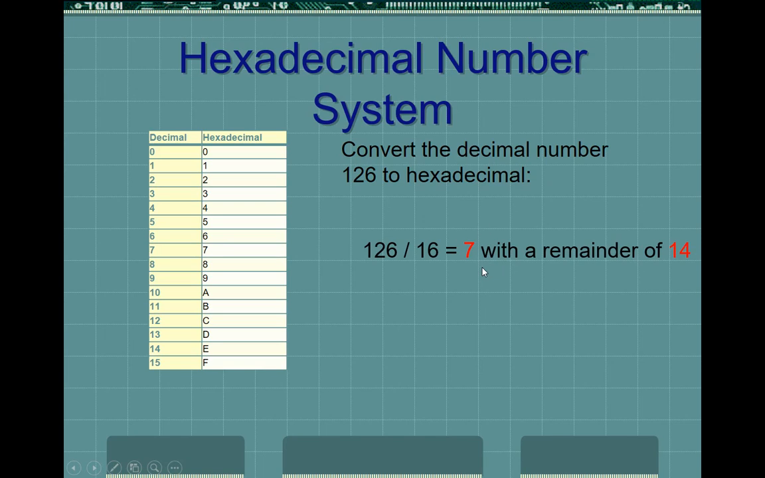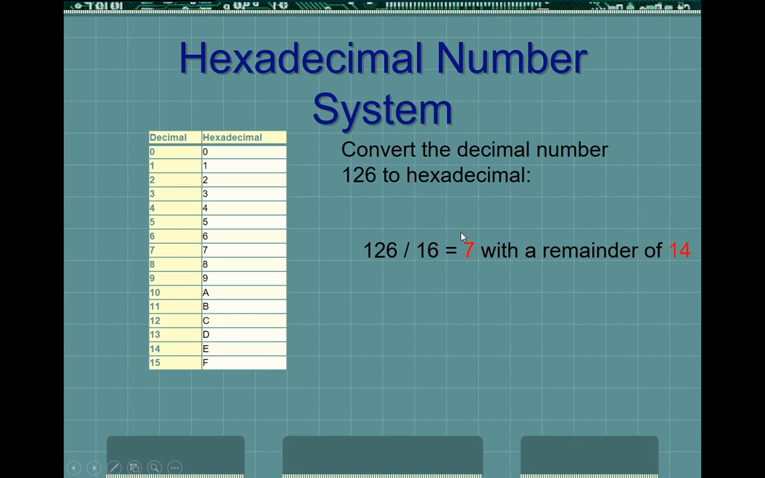And then you got to figure out what the remainder is. A way to do that is take 7 times 16 and work it backwards. 7 times 16 is 112, which then if we subtracted that from 126, we'd get a remainder of 14. I'm hoping that everybody can kind of follow that. Your calculator will not tell you what the remainder is. You've got to figure it out.